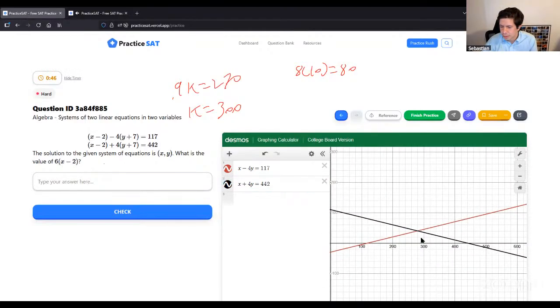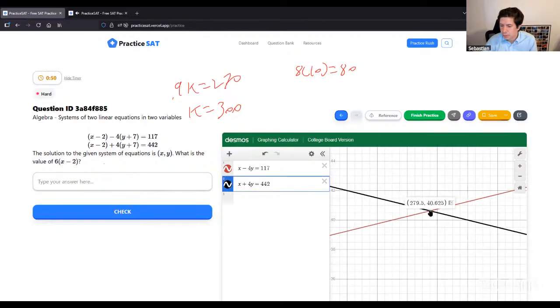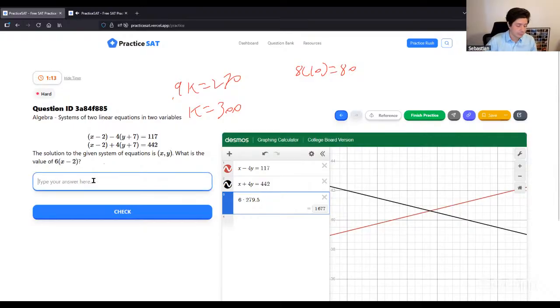Okay, this is where they intersect. 279.5 is this. So then it should just be 6 times that. So let's do 279.5 times 6. So it'll be 1677.